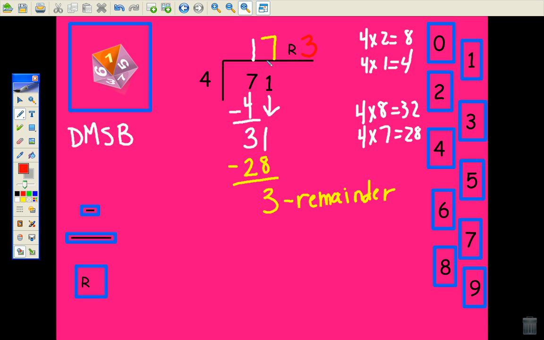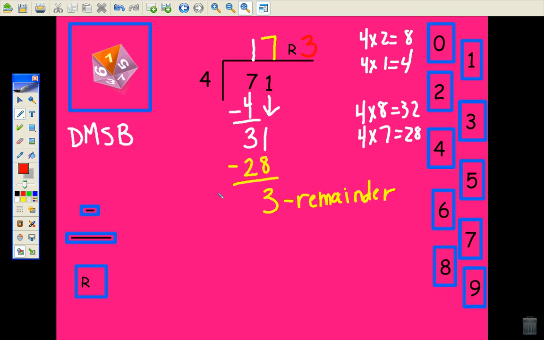So this problem is 17 remainder 3. That means I could put 71 into 4 groups with 17 in each, or I can put 71 having 4 in each group. That means I'd have 17 groups, but I'd have 3 left over. It did not go in there perfectly.